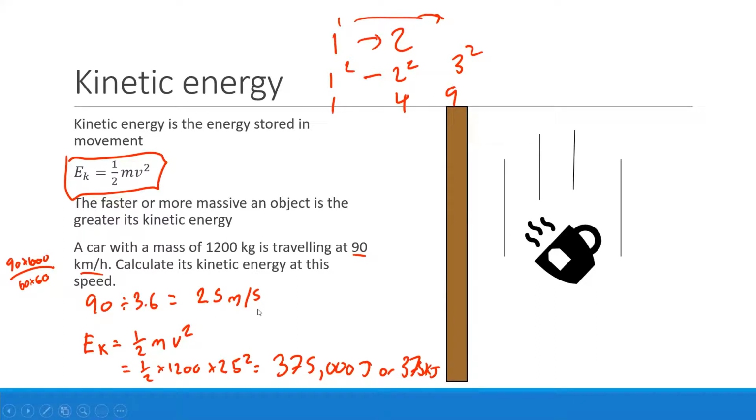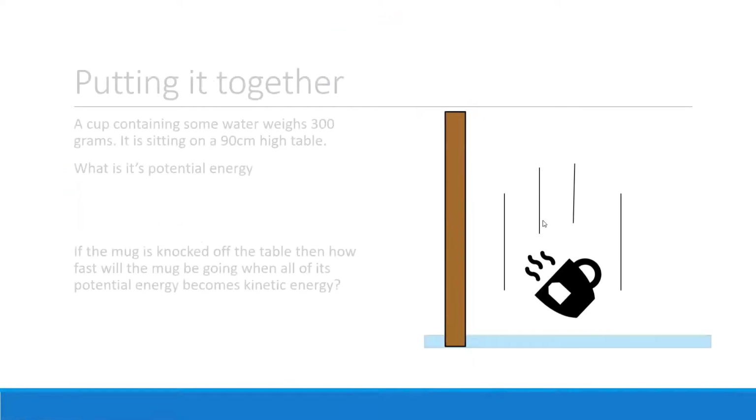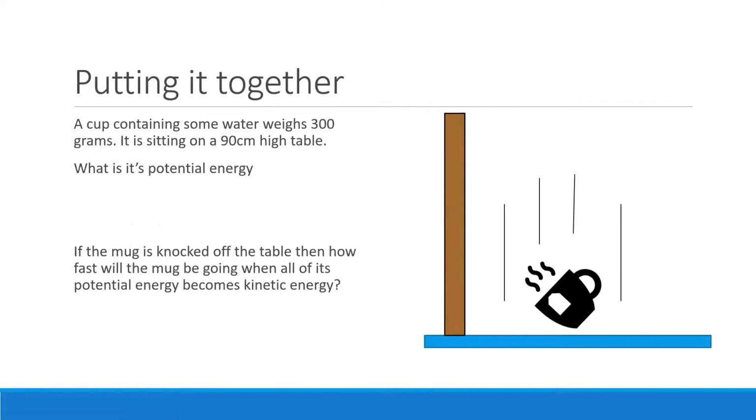But now I want to talk more about our falling cup. If you grab a look at it, our falling cup has been falling down, but now it's about to crash into the ground. Okay, let's explore the physics of this for a second. A cup containing some water weighs 300 grams. It is sitting on a 90 centimeter high table. What is its potential energy? Well, let's work this out.